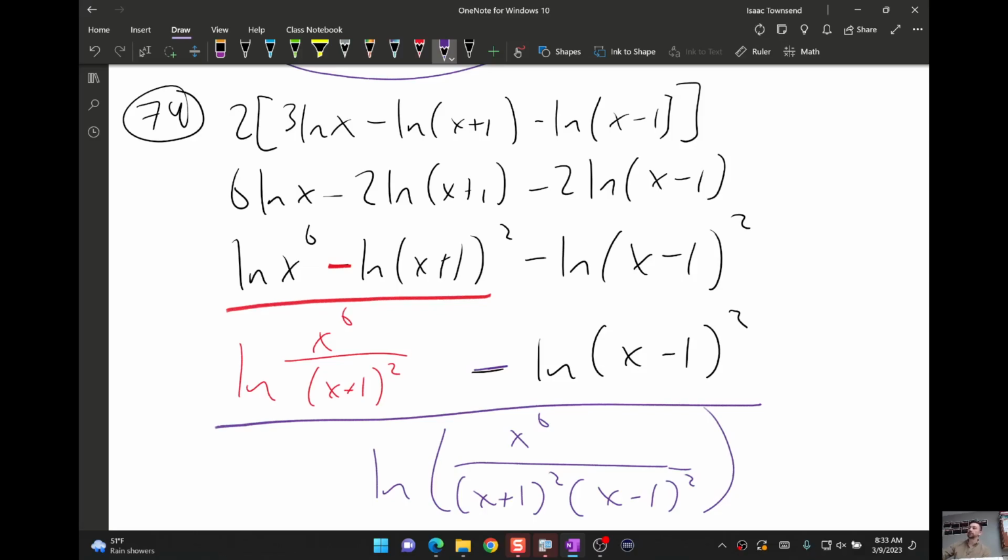And if you have trouble seeing why this went to the denominator, you might think of it as if you're dividing by this, it's the same as multiplying by its reciprocal. And if you're multiplying by 1 over this, this stuff gets put in the denominator.